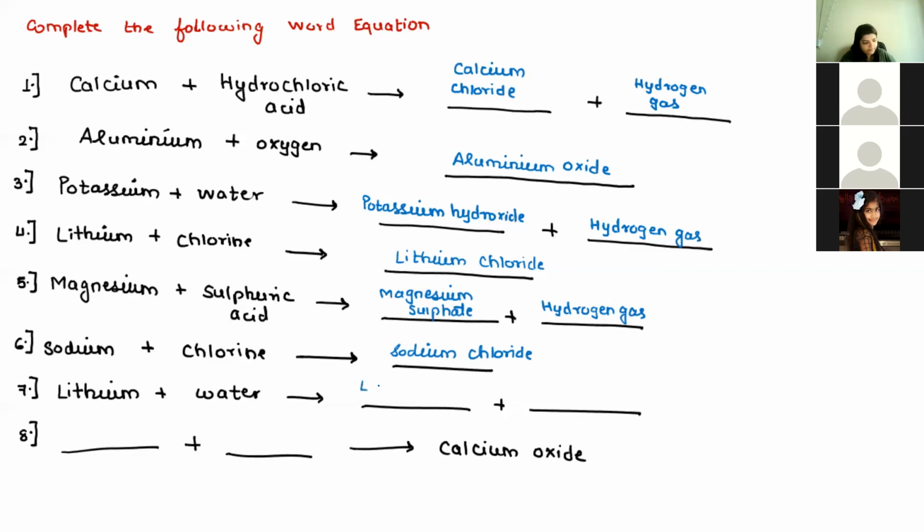Lithium hydroxide plus hydrogen gas. Yes, very good. Lithium hydroxide plus hydrogen gas. And Ari's last one, dash plus dash gives you calcium oxide. Calcium and oxygen. Yes, very good. Calcium plus oxygen. So yes, these were the reactions of metals. Now let us do some reactions of non-metals. So the next part is reactions of non-metals.